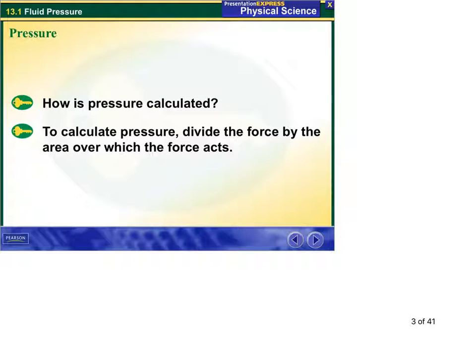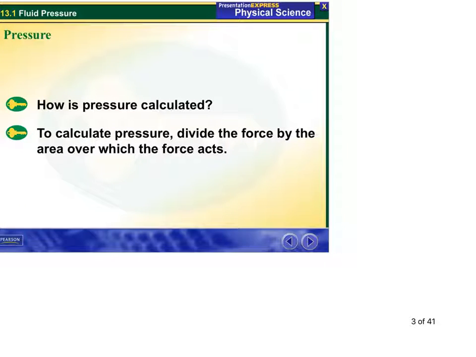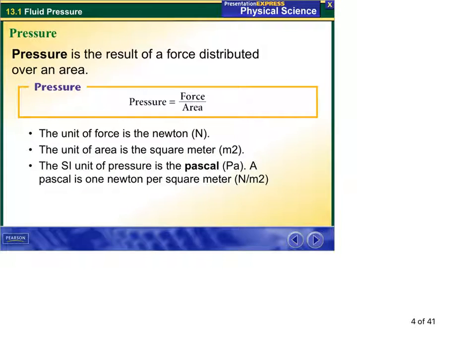So pressure, going to calculate pressure. We need to divide the force by the area. There's our formula. Pressure equals force divided by area. Unit of force we had previously, the Newton. Unit of area, square meter. SI unit of pressure, then, is the Pascal. Pascal is a Newton per square meter. Definition for pressure, force distributed over an area.